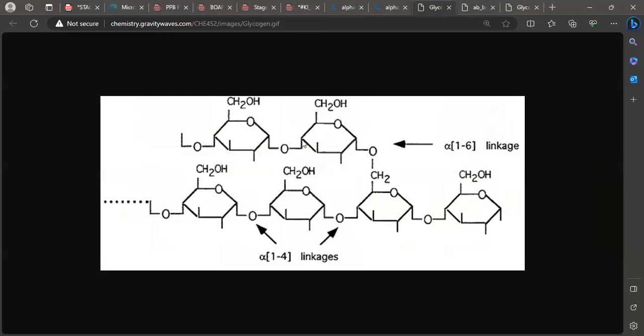Okay, so Divya, this part is the part. Can you see my cursor? I don't know if you can see it. Which part is showing the branch in this photo? I'm as equally confused as you are. Because it's here, that 1,6, that alpha 1,6 linkage.